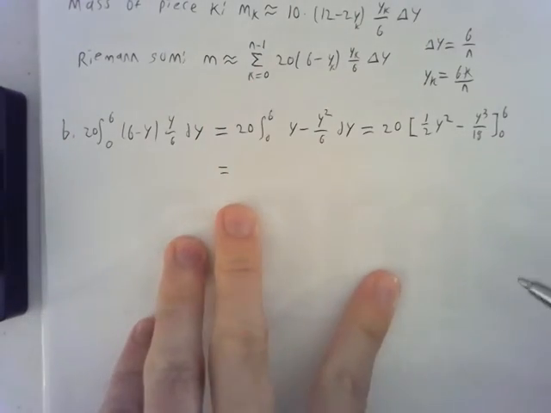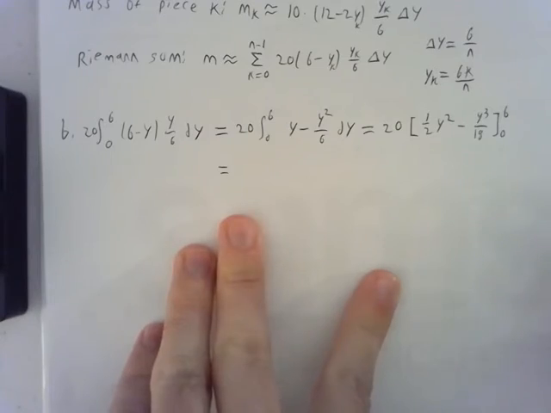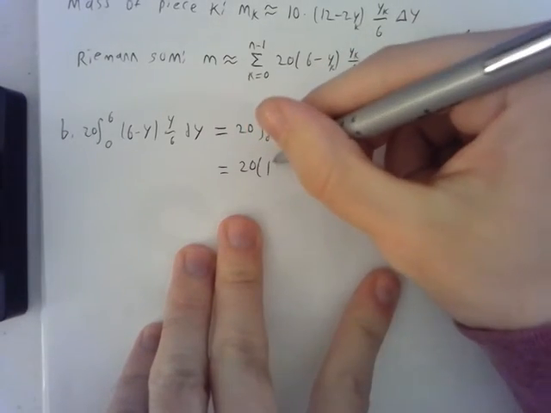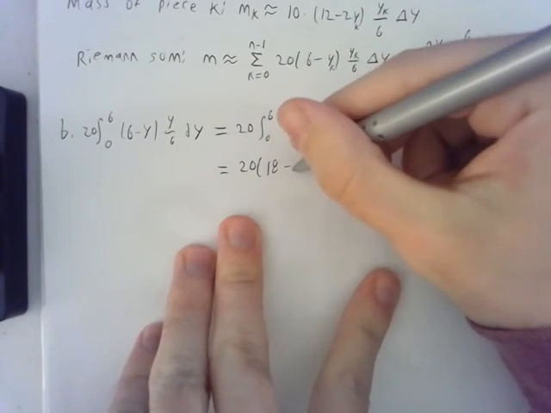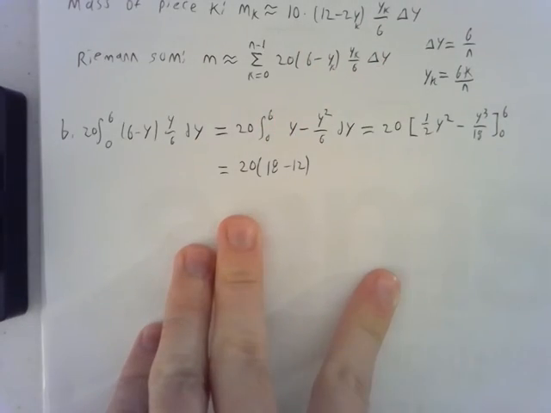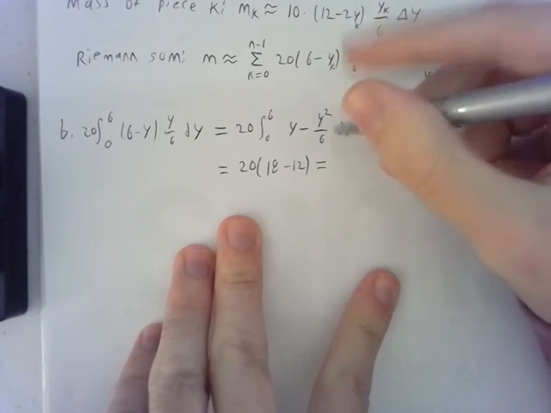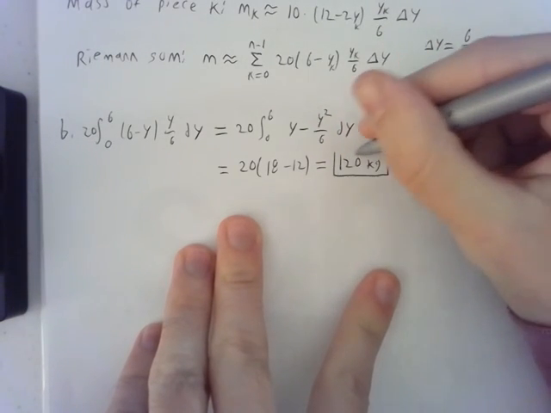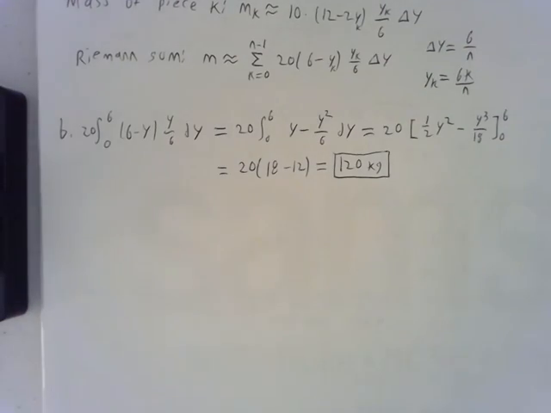And if you do a little bit of arithmetic, you end up getting that this is 20 times 18 minus 12. This works out to be 120 kilograms. So that is the solution to this problem.